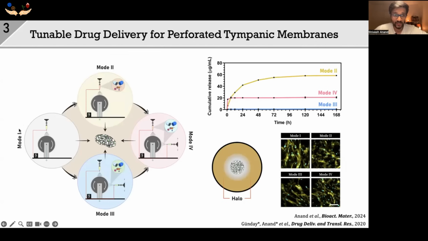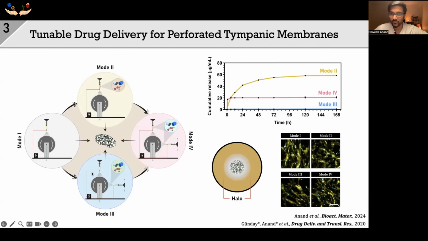The first modality was the control, where we were just electrospinning the PEOT-PBT copolymer. Mode 2 was that of blend electrospinning, where the antibiotic, which was ciprofloxacin in this case, was blended into the polymer mix. Mode 3 was that of simultaneous co-electrospinning, co-electrospraying system, where we used drug-loaded PLGA nanoparticles being electrosprayed from the other end. And mode 4 was a combination of mode 2 and mode 3.